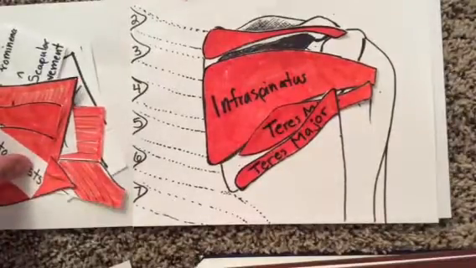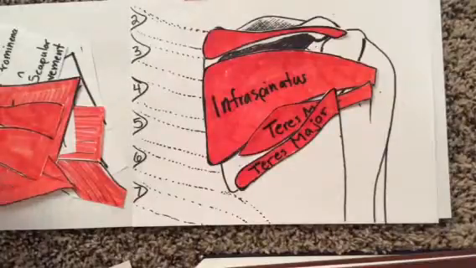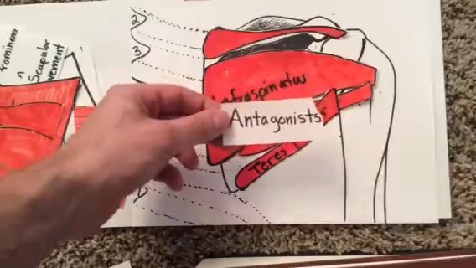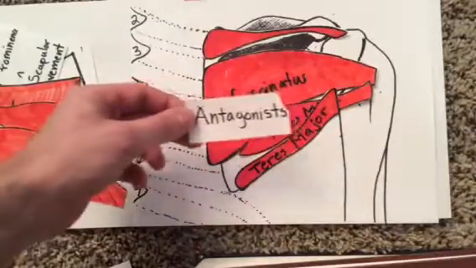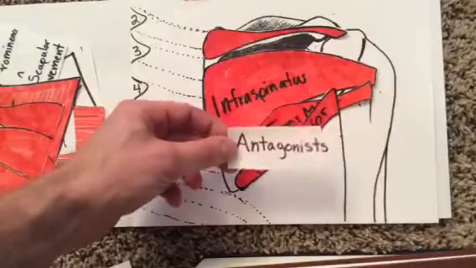Okay, I think I'm going to go 30 more seconds, and I'll pause and make a part 2. So teres major and teres minor are what we call antagonists. They perform opposite movements. So if one causes medial rotation, the other causes lateral rotation, then we call them antagonists.